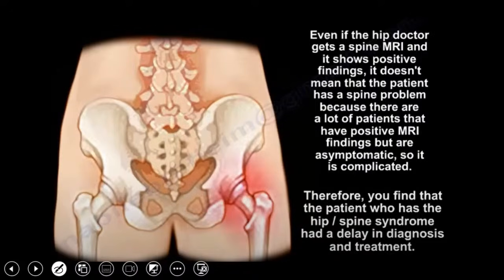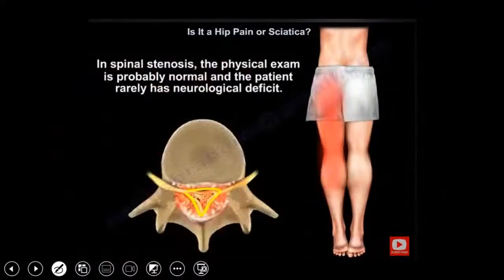The problem is the hip doctor treats only the hips. The spine doctor treats only the spine. So there is confusion about who does what. But the patient may have both conditions, and the doctors struggle and there is delay in the diagnosis and treatment of that patient. In spinal stenosis, the exam is probably normal, and the patient rarely has neurological deficits.